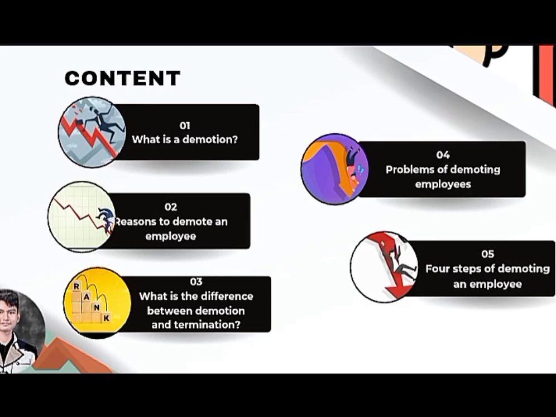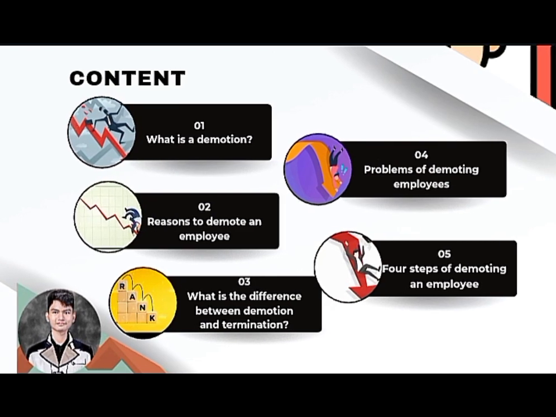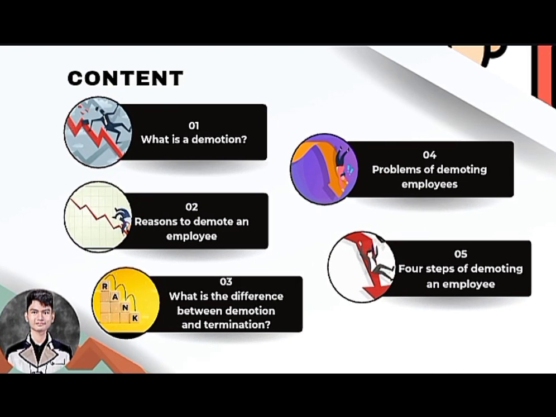So first of all, this is the content of my report. The first one is what is demotion. The second is reasons to demote an employee. Third is what is the difference between demotion and termination. Fourth is problems of demoting employees. And the fifth one is 4 steps of demoting an employee. So we have 5 of them and we will be discussing it today.